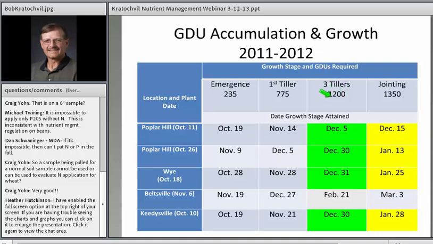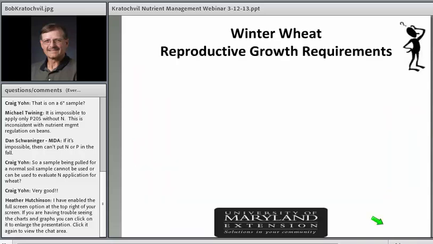We actually accumulated our 1,200 growing degree units at 4 of the 5 locations by the end of December in that year. And in fact, if we were using 1,350 units for initiation of jointing, we'd also accumulated those by the end of January at all locations but our late planting date. Well, this was causing some concern because there was no jointing going on at those dates.